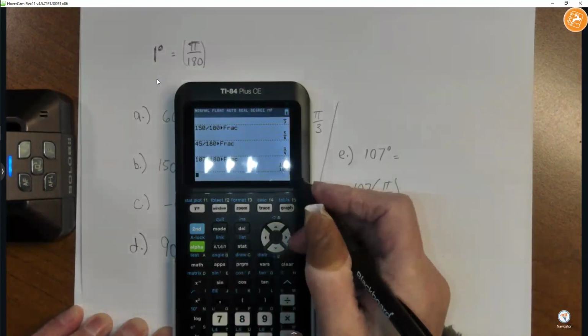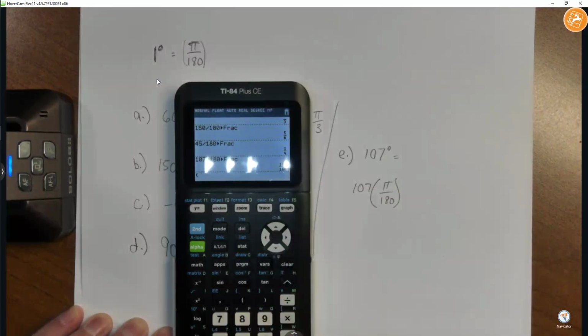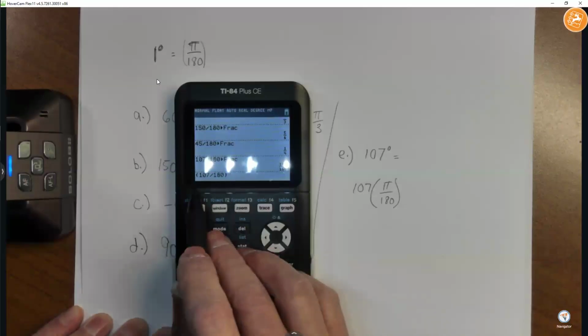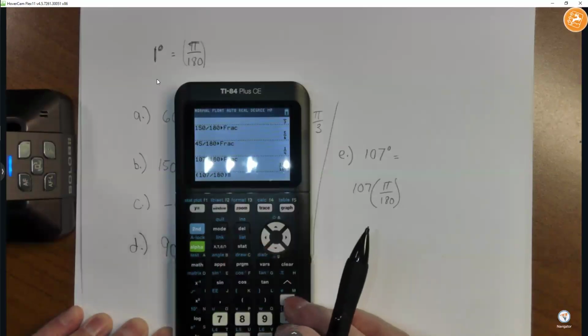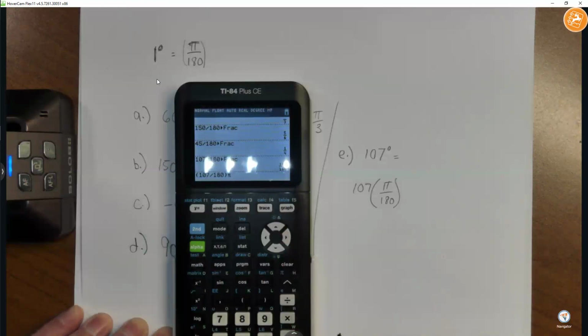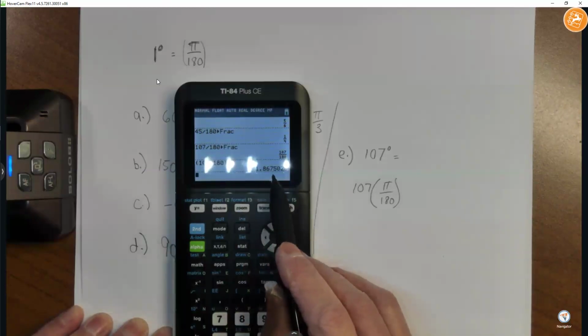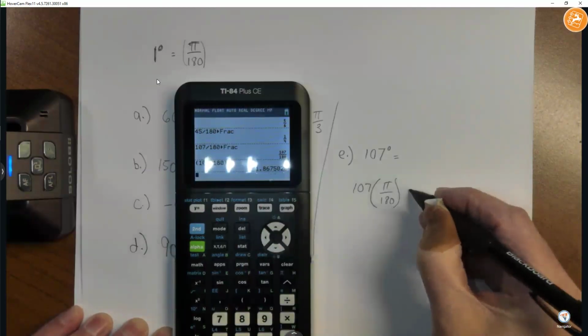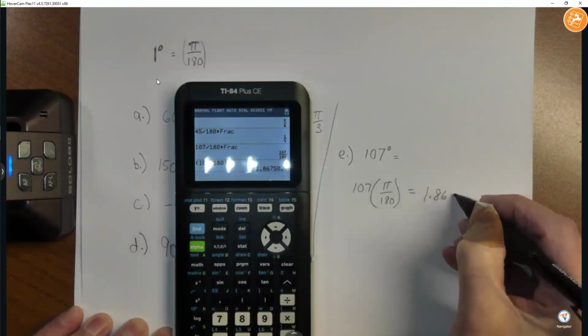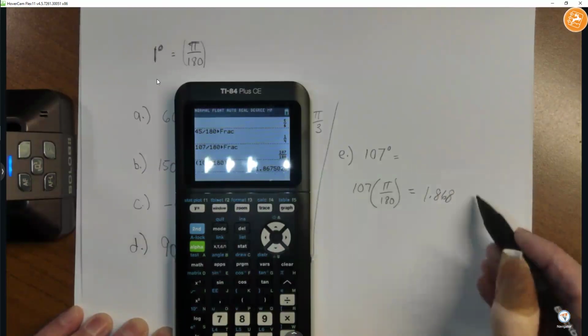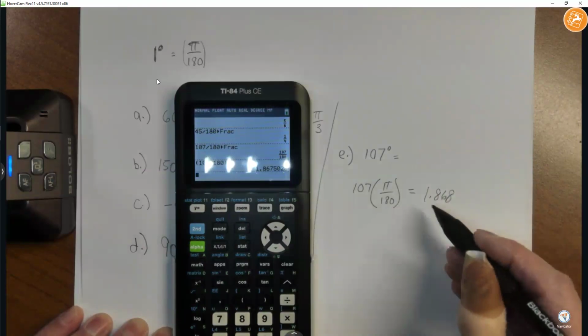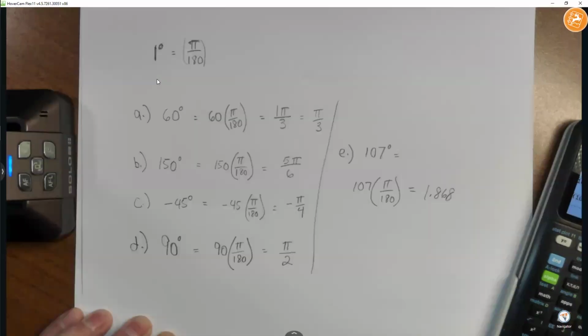So I take 107 divided by 180, and I've enforced parentheses here to make that one number, times pi. Maybe it's better that we just represent this as a decimal. We'll use 3 places of accuracy, so we bump that 7 up to an 8 because the next digit is 5 or better. So this is equal to 1.868 radians. We know it's radians because we didn't put a degree symbol up here. That takes care of converting from degrees to radians.